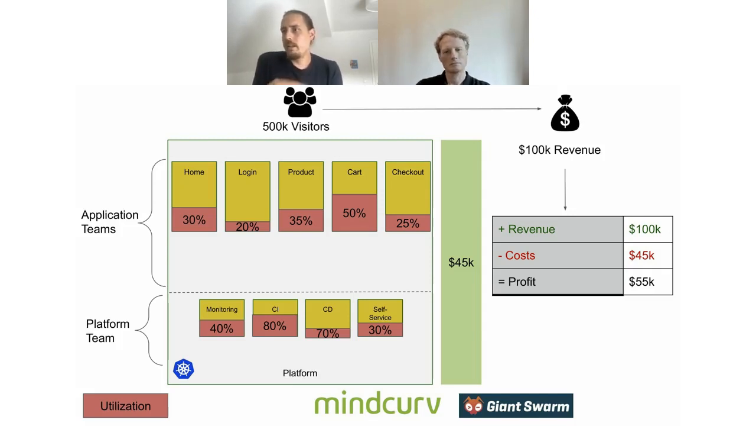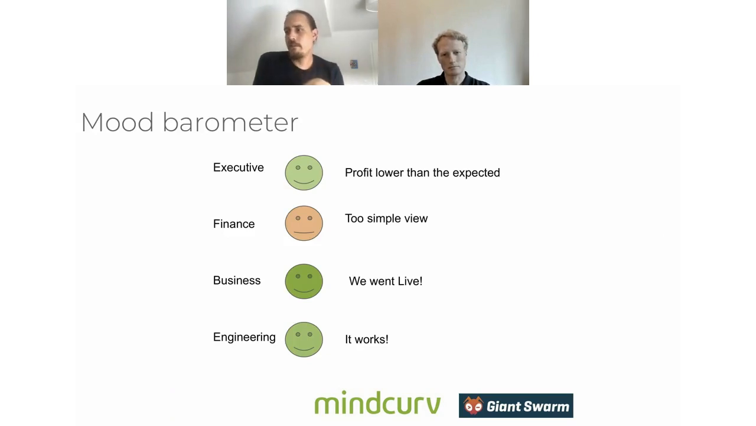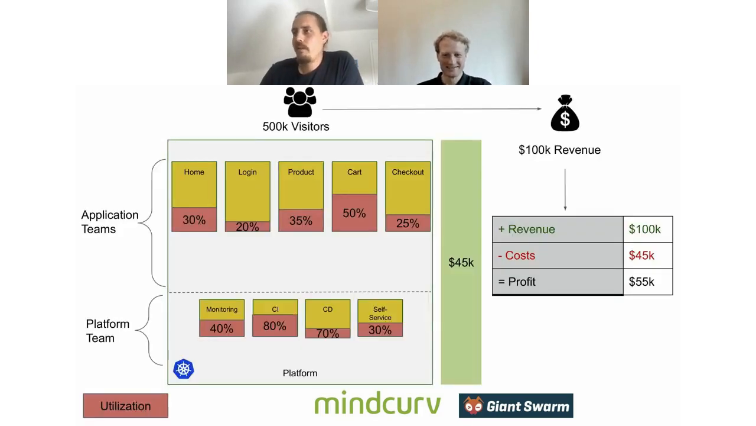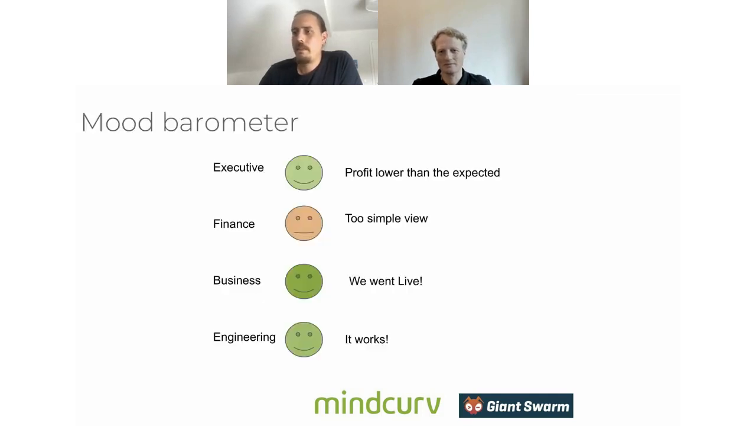But let's look at the mood barometer. So we went live, right? So business says we went live, nice. Engineering says it works, what we built, right? Executive says, oh, the profit is lower than they expected. And maybe this is a common mood. I don't know. I'm not an executive, but maybe this is a good standard mood. And finance says the view for me is too simple, right? So going back here, I only see 45K, and I have no insights of my profit centers and my cost centers here, and I'm not happy, right?